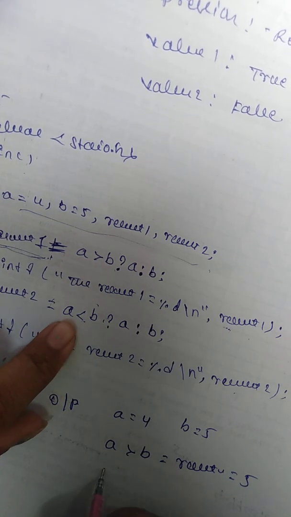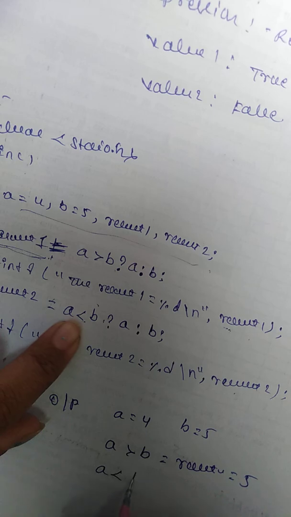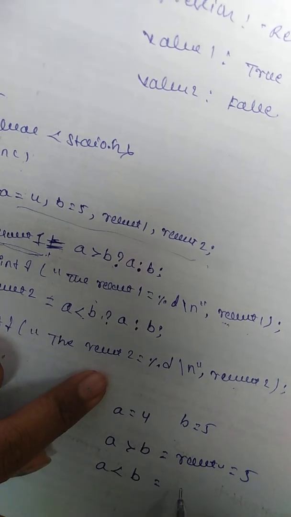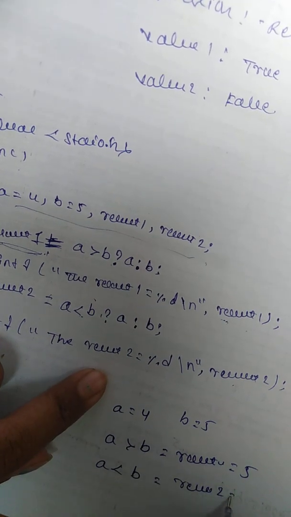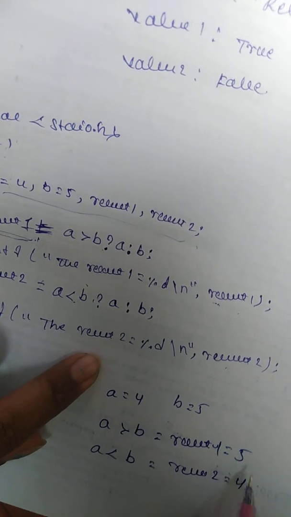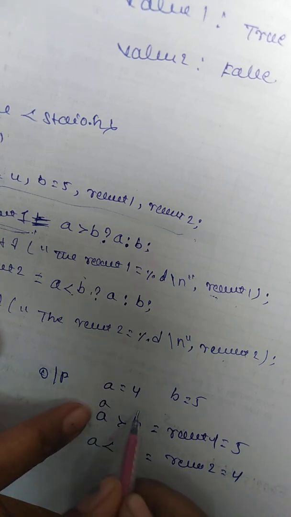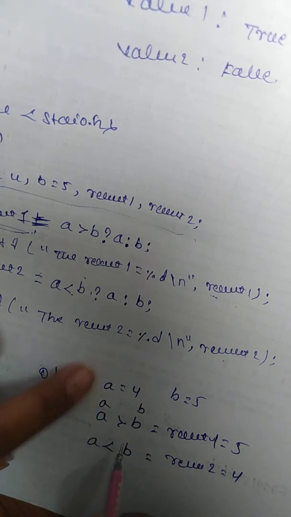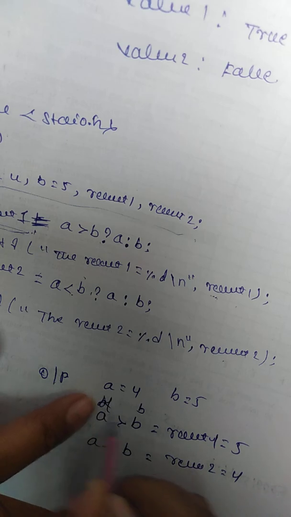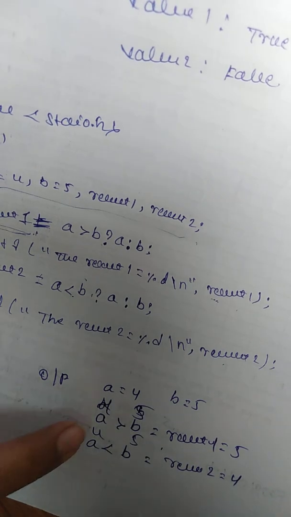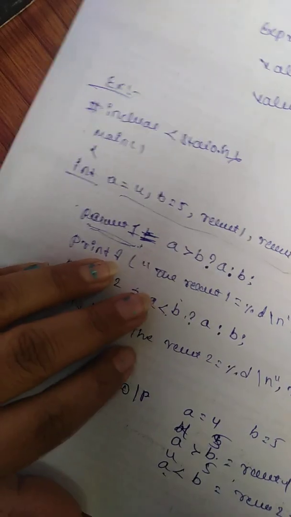Here we check a less than b. Which one is less? Result 2 is equal to 4. It means a, b, which is 4, 5. Which one is less? A. So I return a for less than. Which one is greater? B. So I return 5.